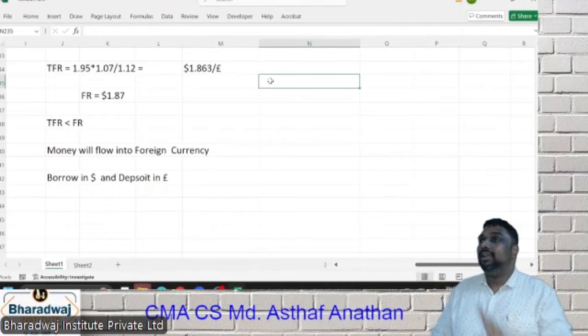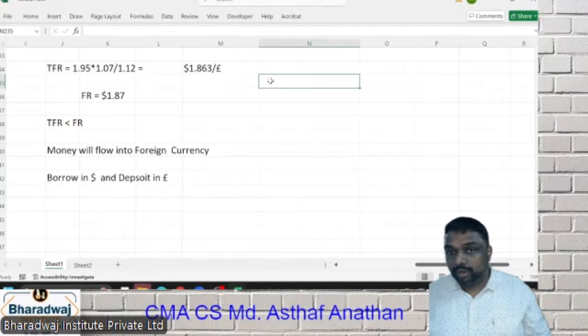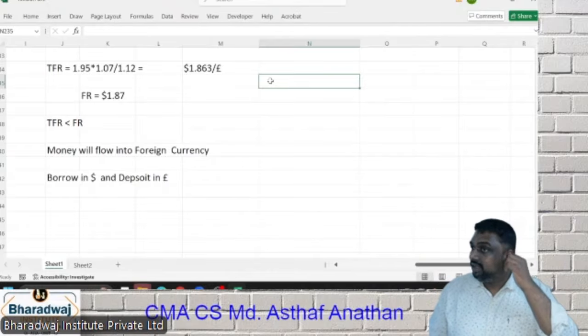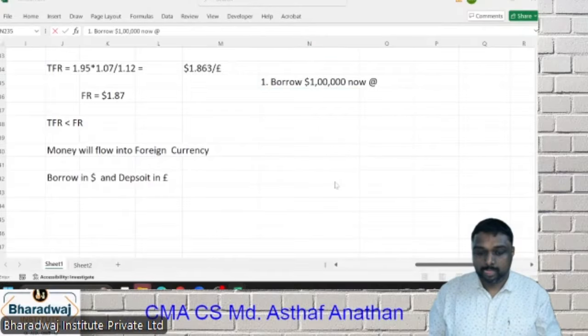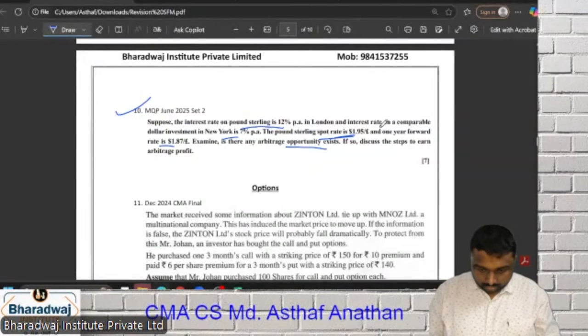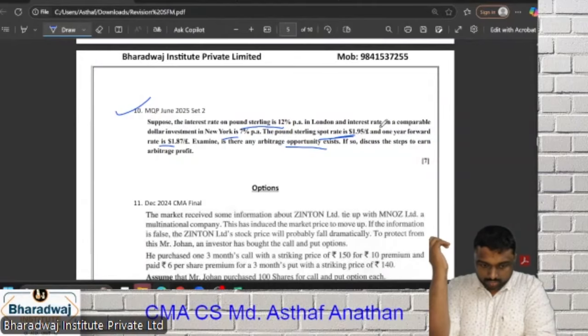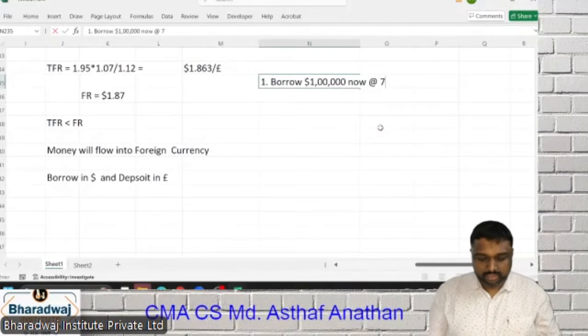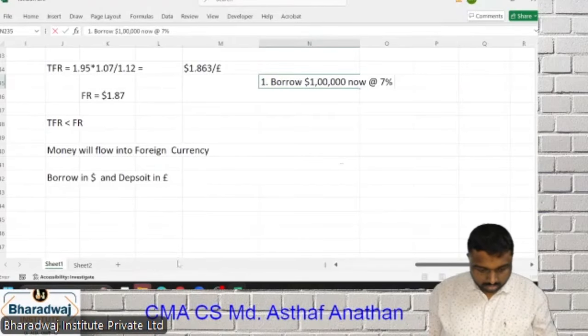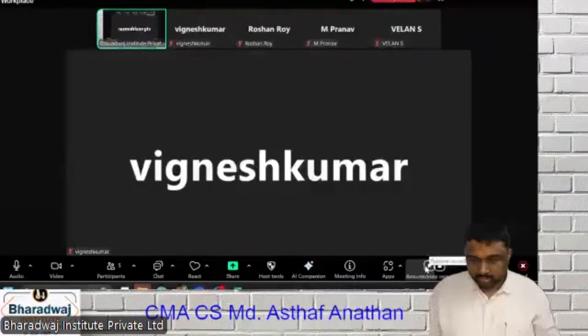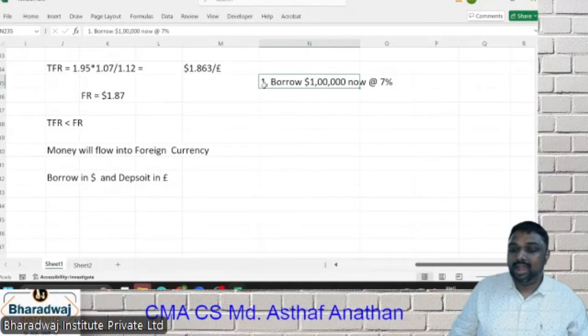So shall we assume 1 lakh? I told you practically the question will give you the proper amount. Here it is not there, so we will go with a number. So borrow dollar 1 lakh. Now the dollar rate is what? 7%. Correct. So borrow 1 lakh at 7%.